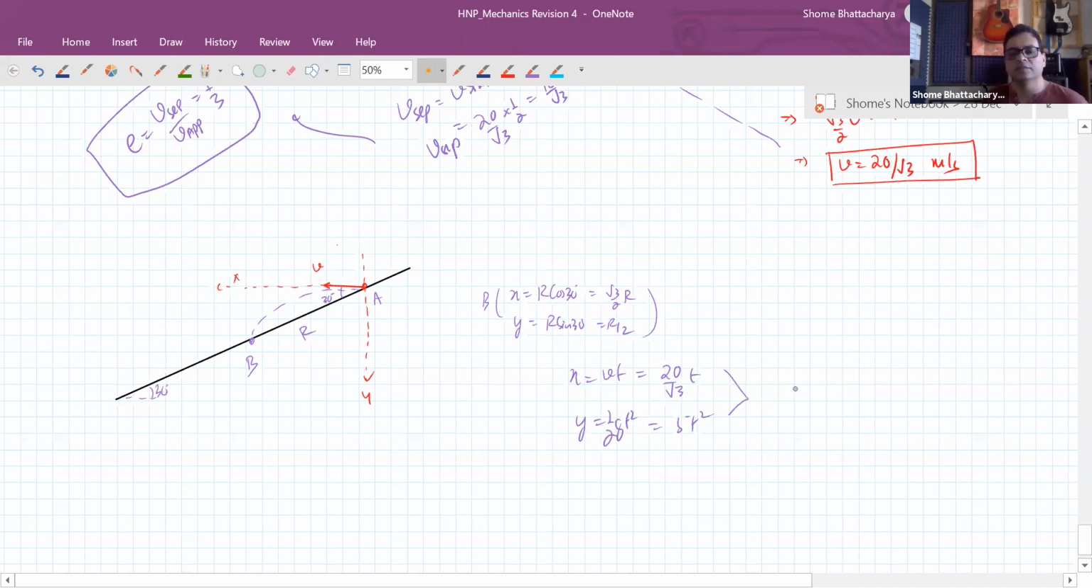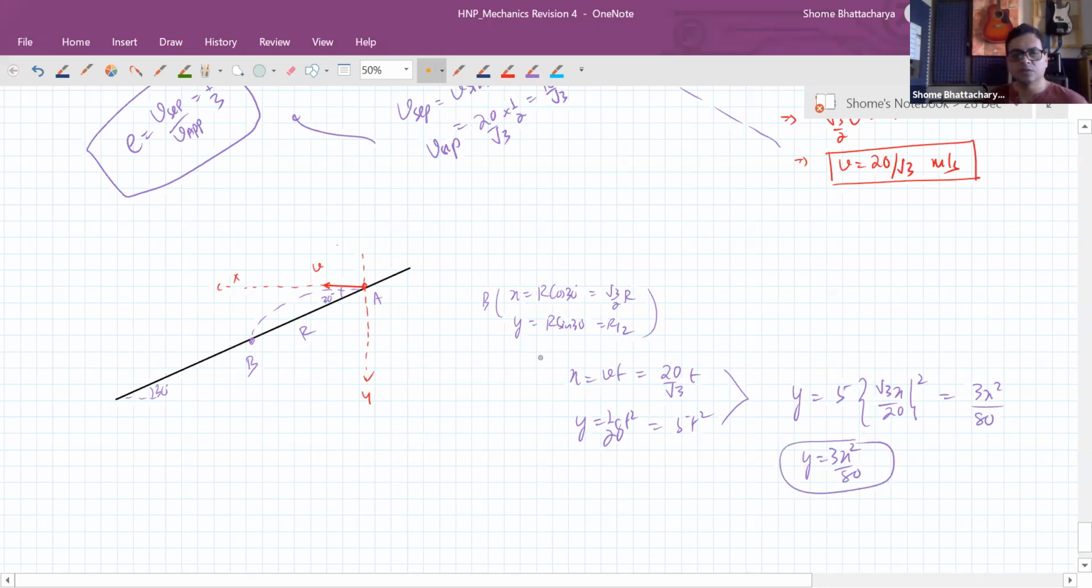So the relationship between x and y should be that y is equal to 5 times root 3x by 20 whole square. So that is 3x square by 20 into, so 400 by 5, so that's 80. This is the relationship between y and x. This is the equation of trajectory according to this coordinate frame, where x is this direction, y is this direction.